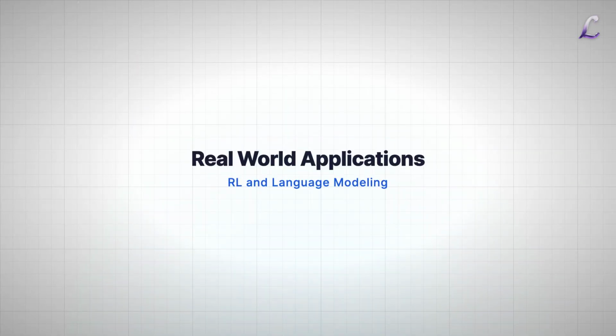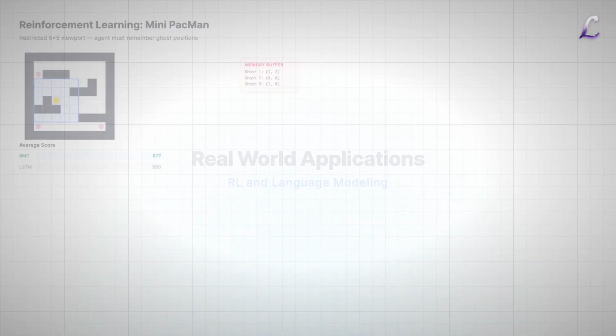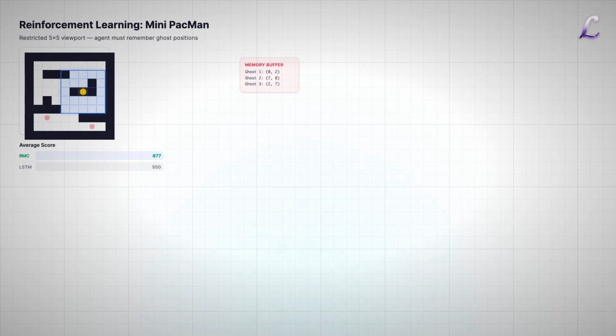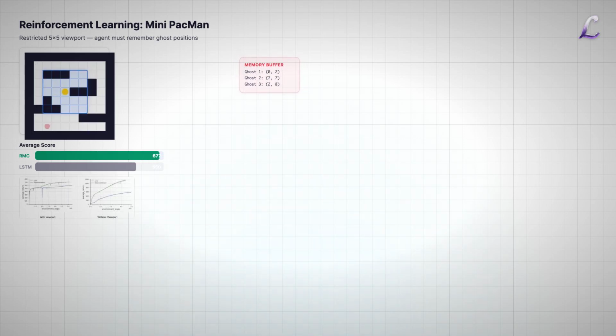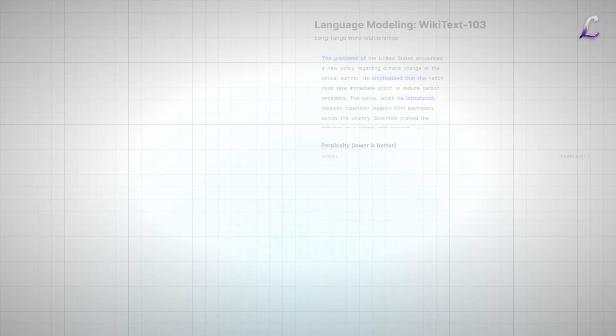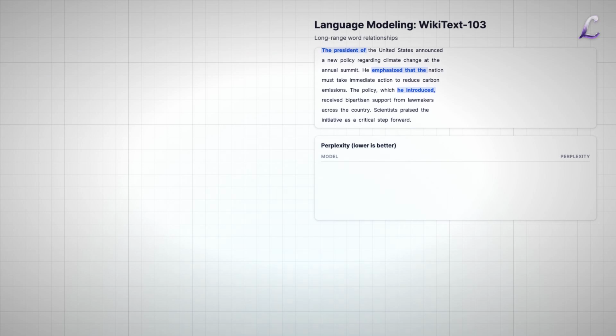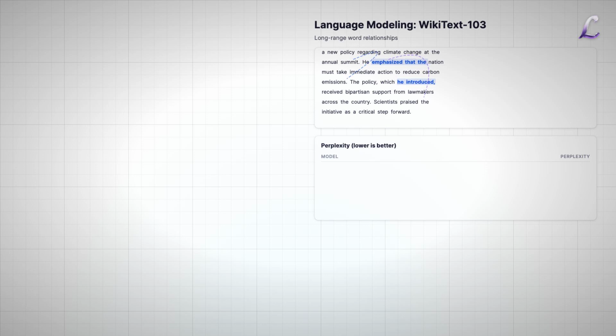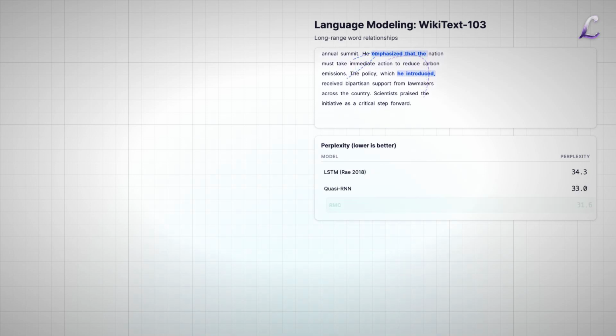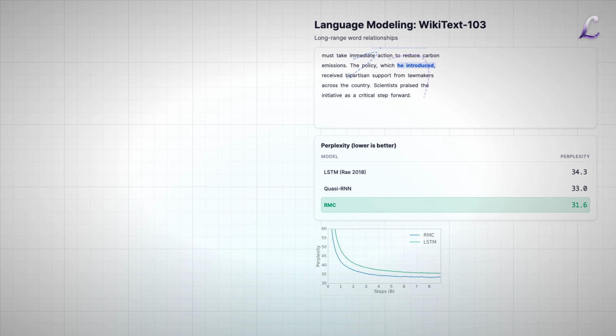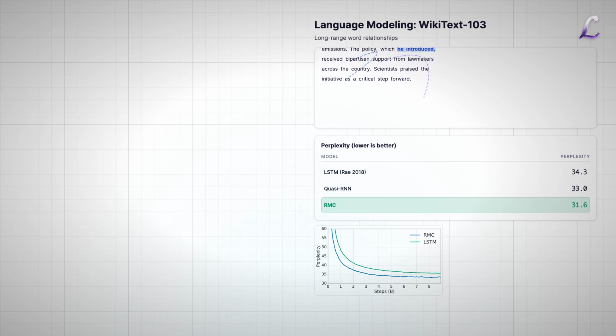This scales beyond toy tasks. In reinforcement learning, they tested it on mini PacMan with a restricted viewport. The agent sees only a tiny 5x5 window. It has to remember where the ghosts are and predict their trajectories, a relational task between itself, the maze, and the enemies. The RMC scored 677 points, significantly outperforming the LSTM's 550. Even in language modeling on the massive Wikitext 103 dataset, the RMC achieved state-of-the-art results, dropping perplexity by over 5 points. Language, effectively, is just long-range relationships between words.